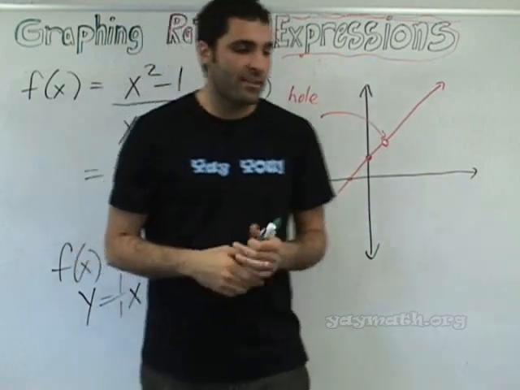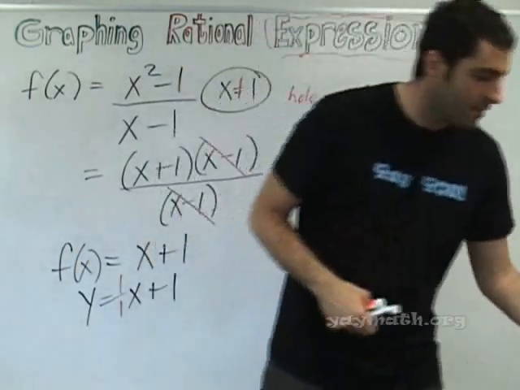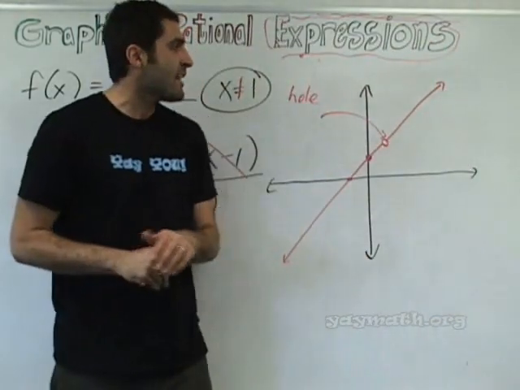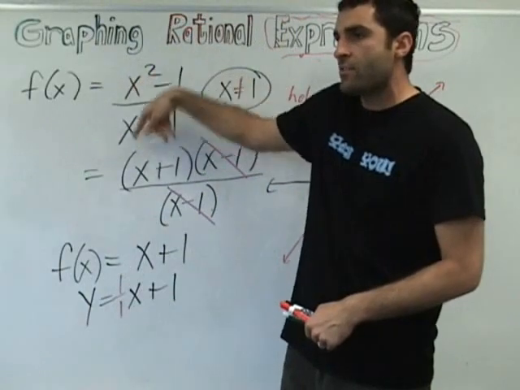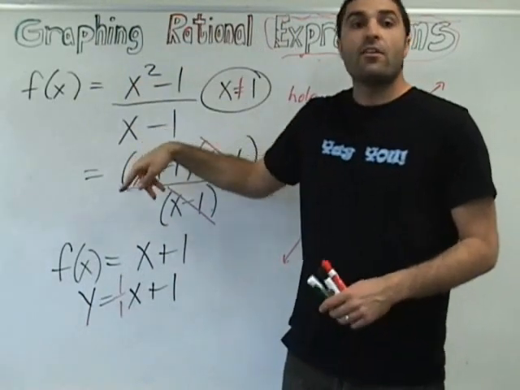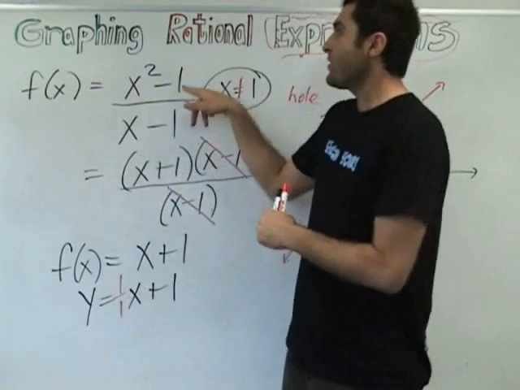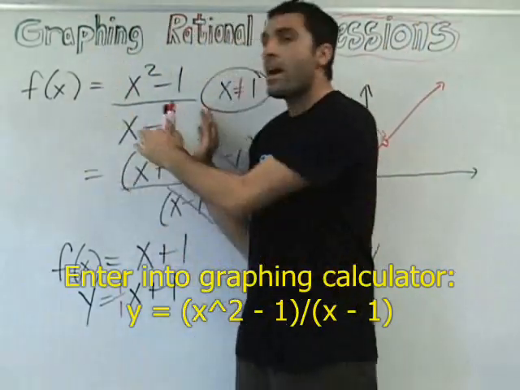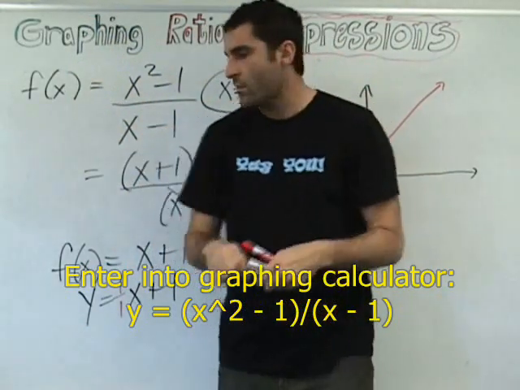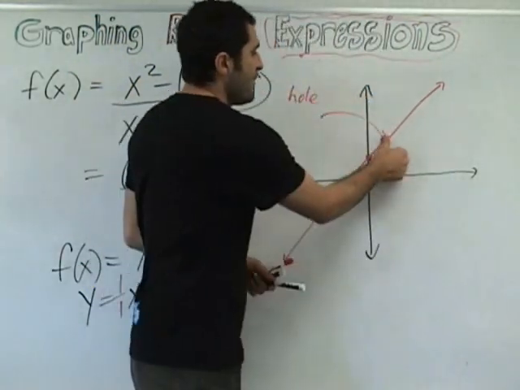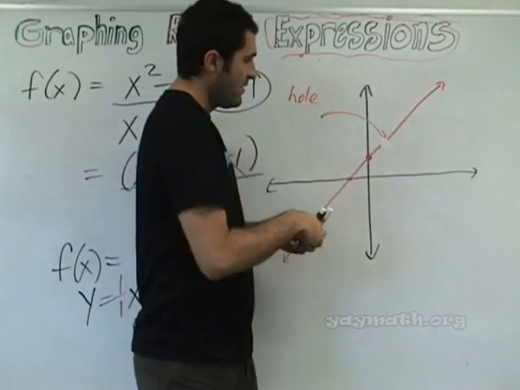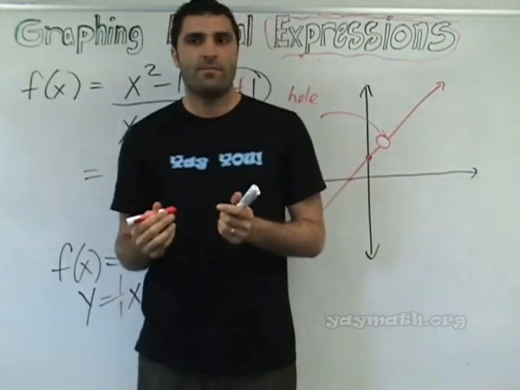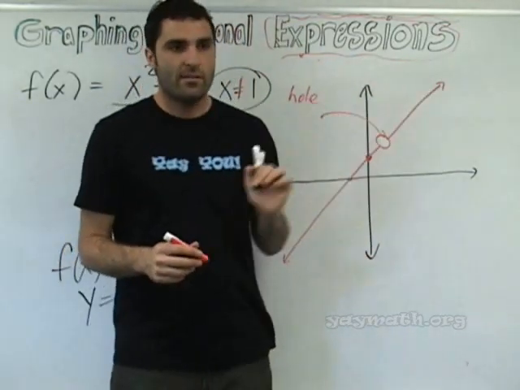Please take your calculators out. In other words, I'll explain it one more time while people are taking their calculators out, and I want you to enter this in your calculators. Enter the numerator with parentheses, divided by the denominator with parentheses, very important. And you'll see a gap here. In other words, x is not allowed to be 1, so the line skips over the point 1. Okay?